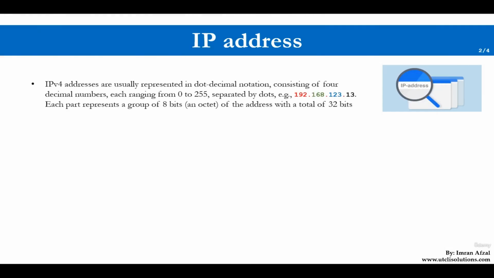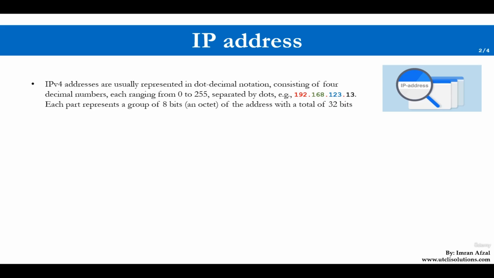Moving on, IPv4 addresses are usually represented in dot decimal notation. Now, what is IPv4? IPv4 stands for Internet Protocol version 4. And by the way, that we will cover right after this. So, again, IPv4 addresses are usually represented in dot decimal notation, consisting of four decimal numbers, each ranging from 0 to 255 separated by dots. For example, 192.168.123.13. I'm putting them into a different color so it will be easier for you to identify the different digits.